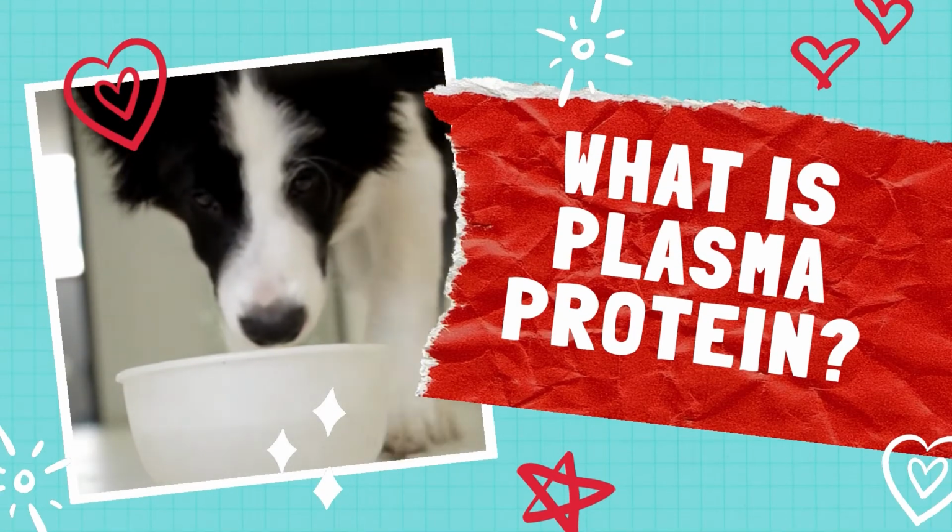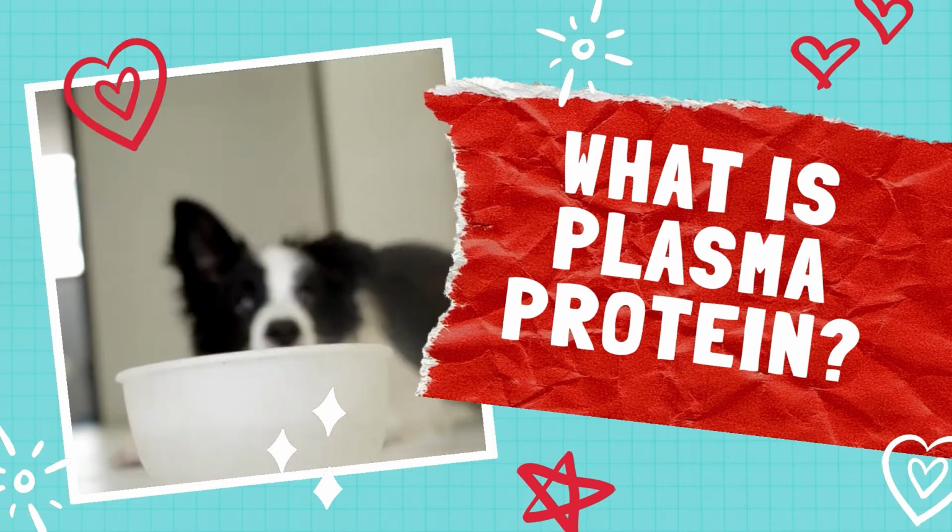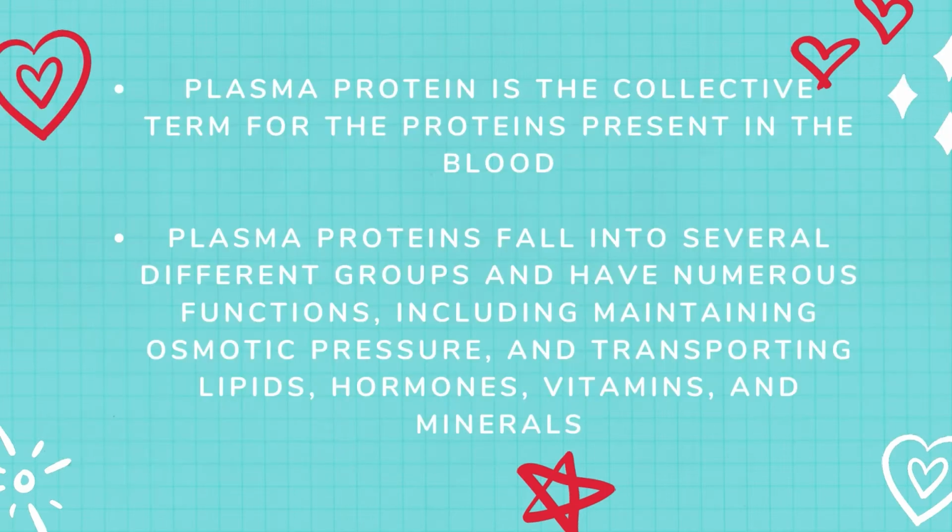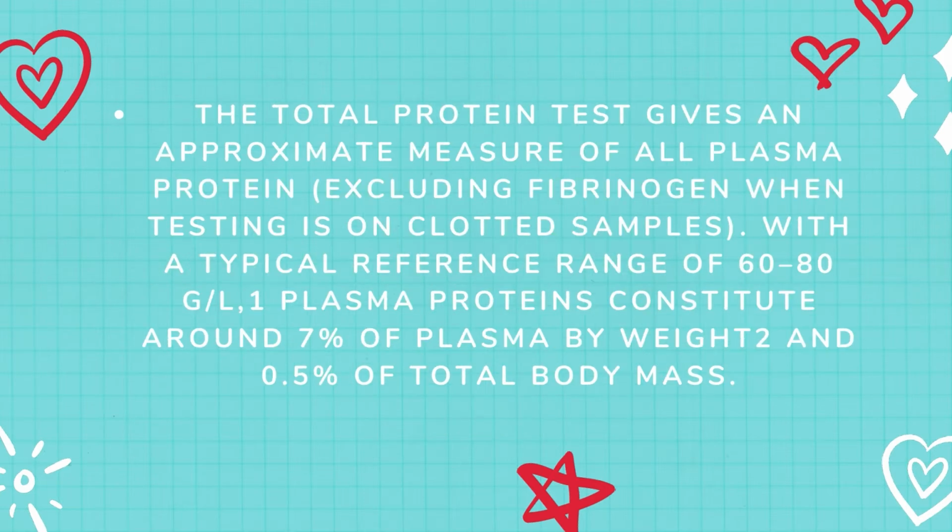Now, we've come to the topic plasma protein. Plasma protein is the collective term for the proteins present in the blood. Plasma proteins fall into several different groups and have numerous functions. This includes maintaining osmotic pressures and transporting lipids, hormones, vitamins, and minerals.